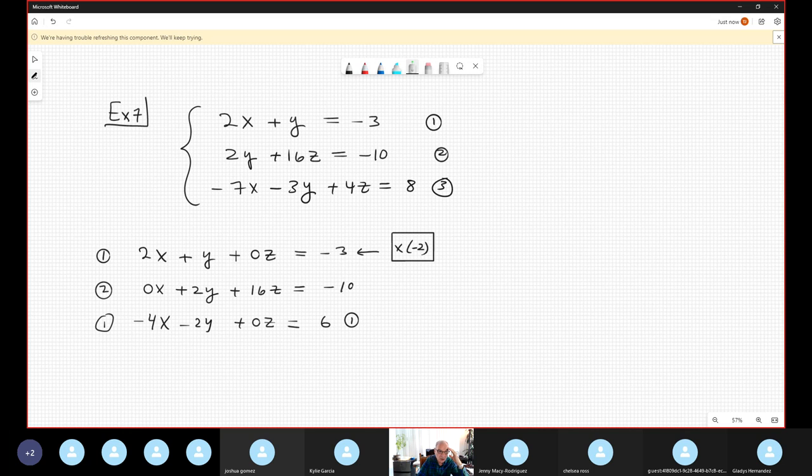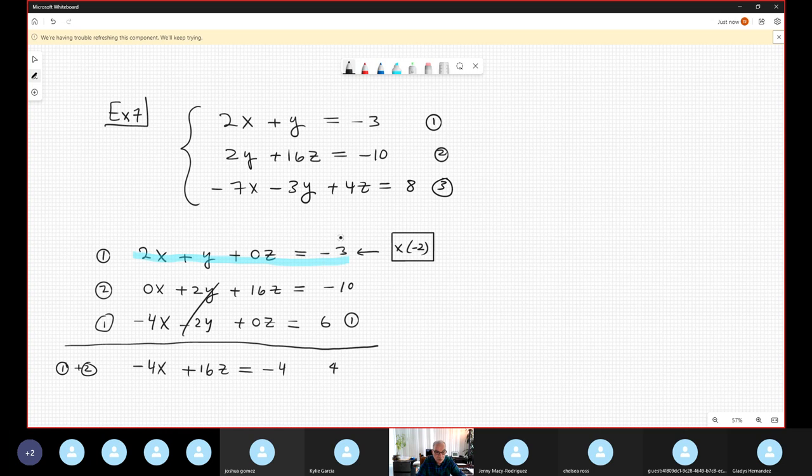I don't care too much about the equation I was using before. I put it in the basket, but I don't look at it anymore. Now I'm moving on to equation 1 plus equation 2. Mentally, I delete the old one, remember? So we have minus 4x, and the y is ready for elimination. Boom. Plus 16z equal negative 4. I call it equation number 4.